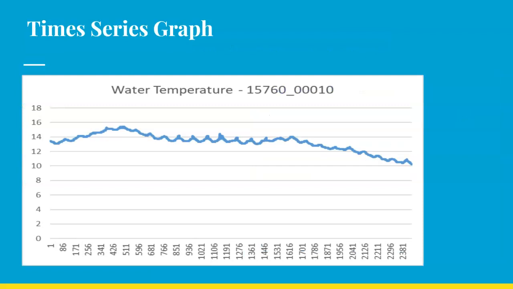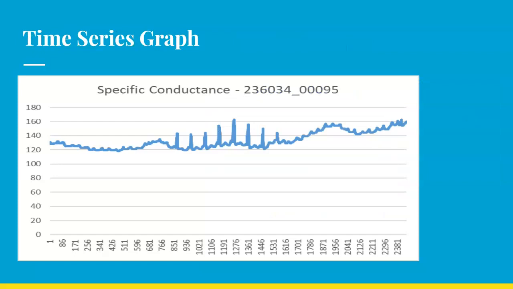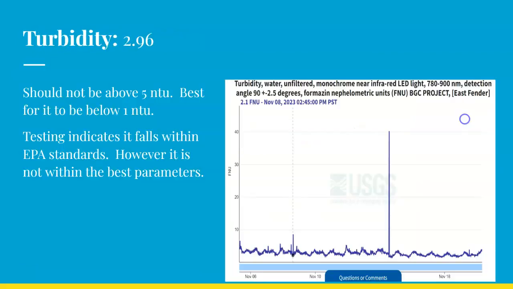This is my water temperature graph. Very similar. Specific conductance, I got 133 microsiemens per centimeter. That's less than the 1,000. So again, it is below the limit, indicating compliance. My time series graph, very similar.